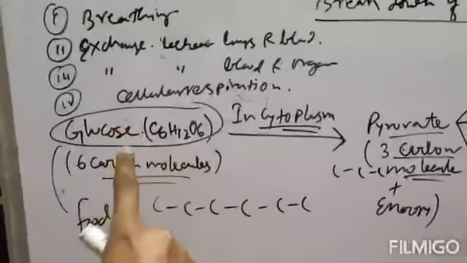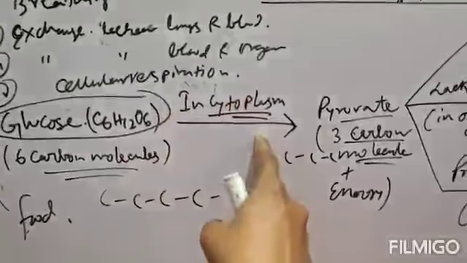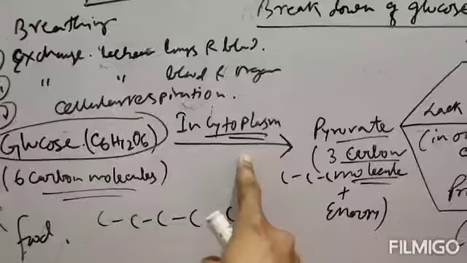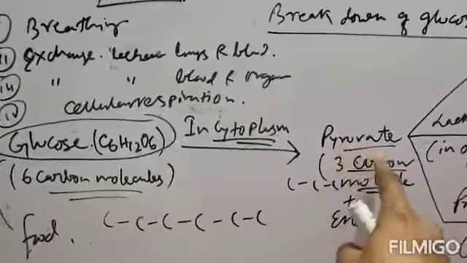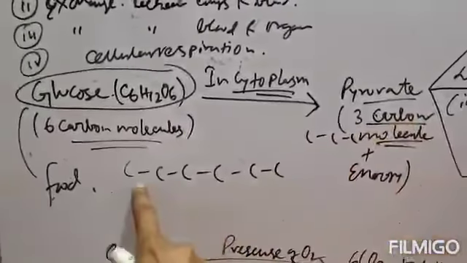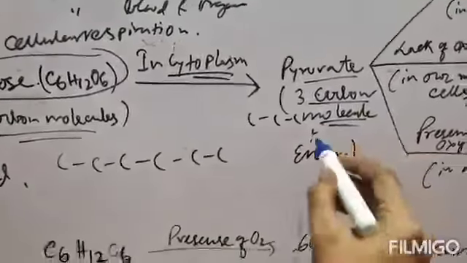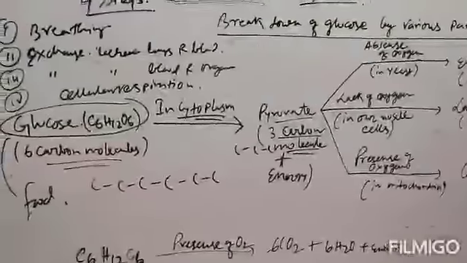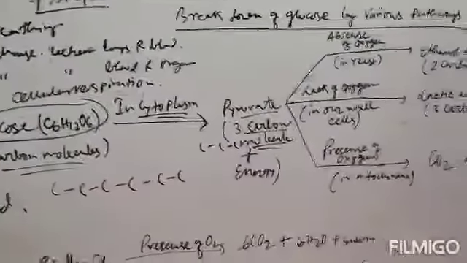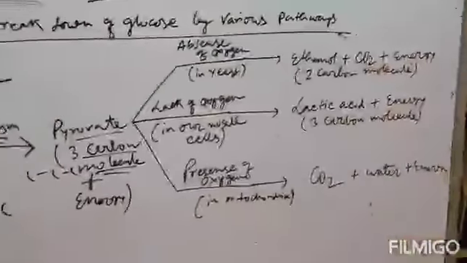So whenever food, that is glucose, enters into cells, it first reaches cytoplasm, and as soon as it enters cytoplasm, glucose partially breaks down to pyruvate compound. That is, initially glucose was a 6 carbon compound, it breaks down to a 3 carbon compound, that is pyruvate, and releases energy. Clear? So this is the first step of breaking down of glucose. The respiration is not complete now. From pyruvate compound there are 3 cases that arise.